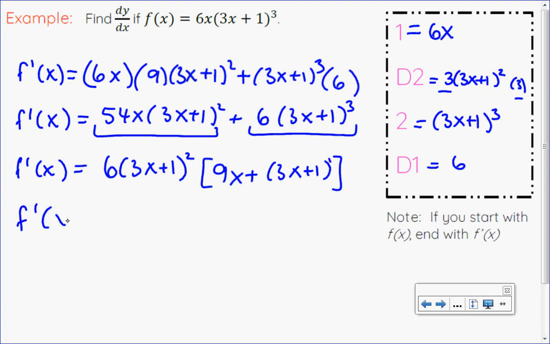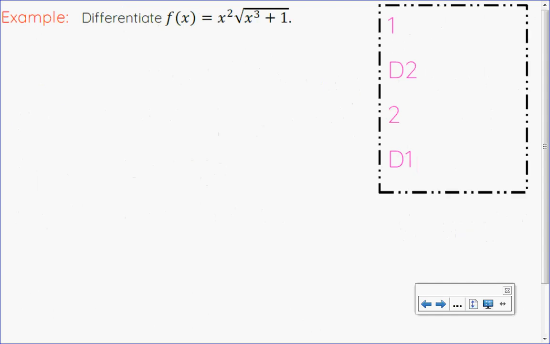So let's tidy this up. I have 6 times (3x plus 1) squared multiplied by 9x plus 3x is 12x plus 1. And then I just look to see, can anything else be simplified? And I don't see anything else to be simplified, so that would be my derivative. Okay, let's try another one here.